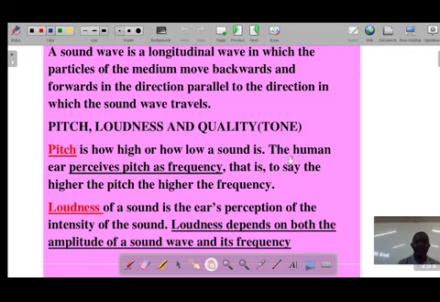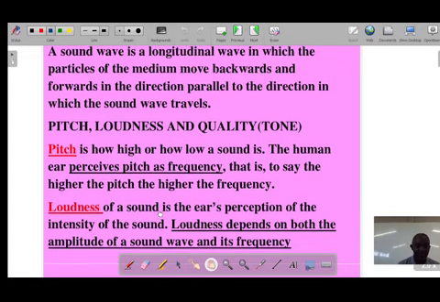The human ear perceives pitch as frequency. That is to say, the higher the pitch, the higher the frequency. In our physics, if you hear the word pitch, relate it to frequency, because they are proportional to each other.